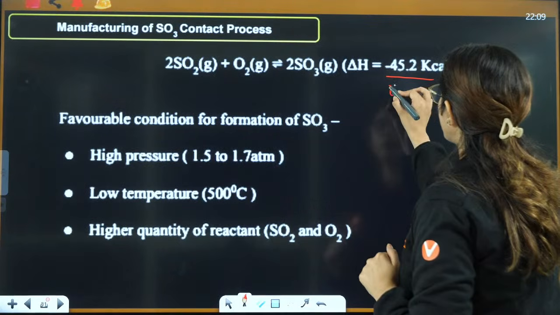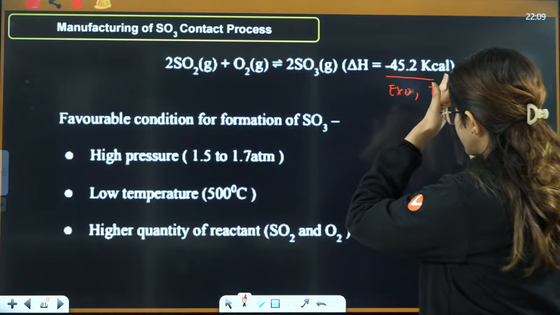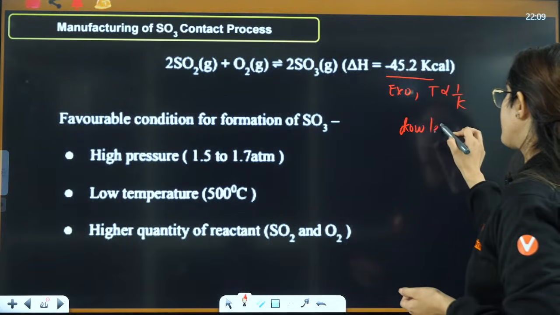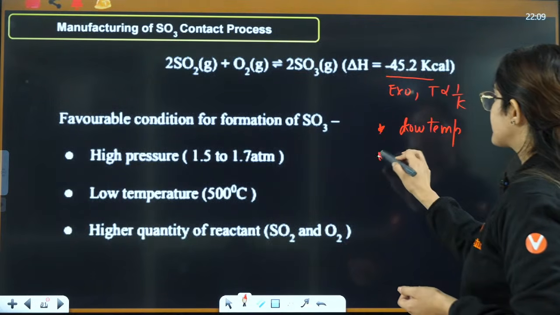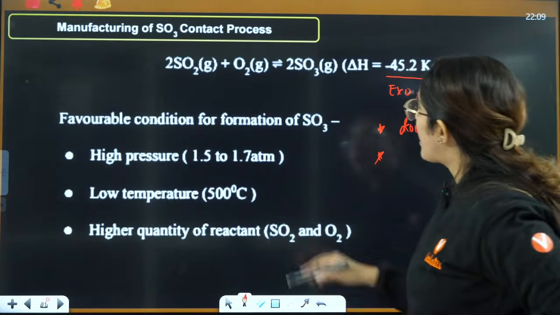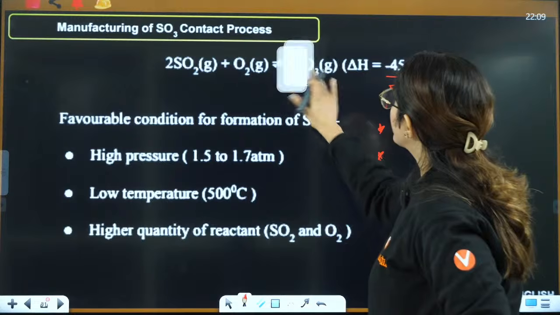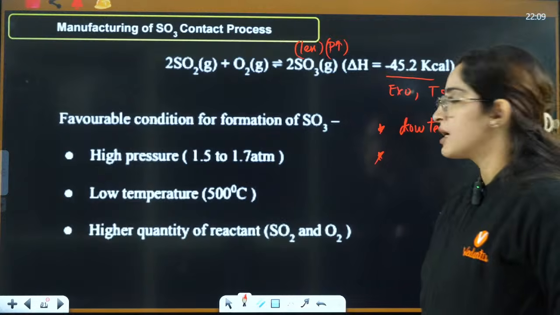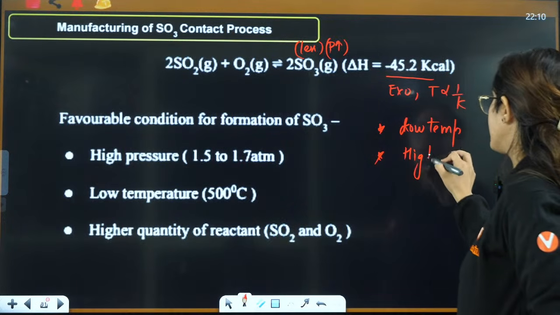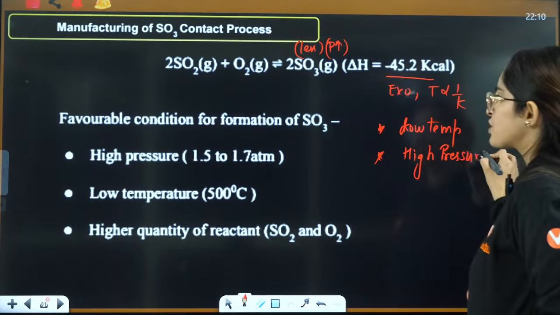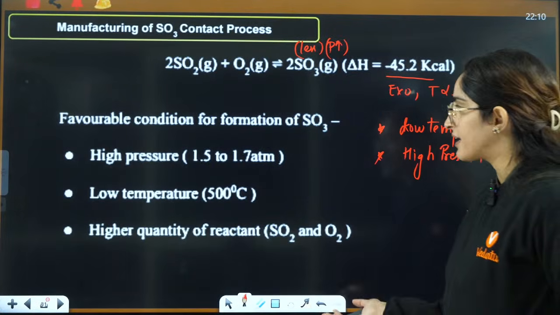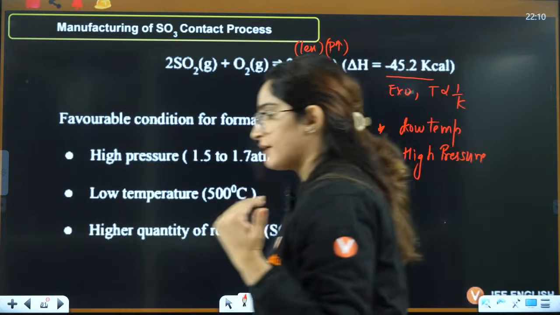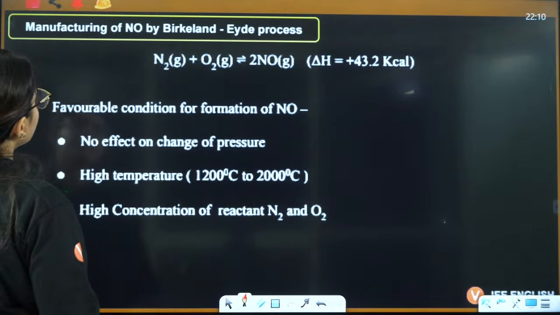Similarly, you have the contact process. Again, this is exothermic, and that is the reason temperature is inversely proportional. For the forward reaction, you need low temperature. Next, the number of moles is less here, so high pressure is applied. The rest of the things are about the reactant. If you increase the reactant, it will try to decrease it and move in the forward direction. Okay, everybody, tell me.